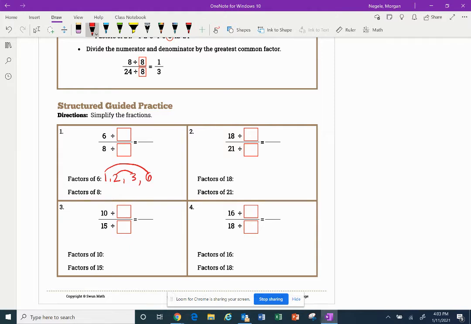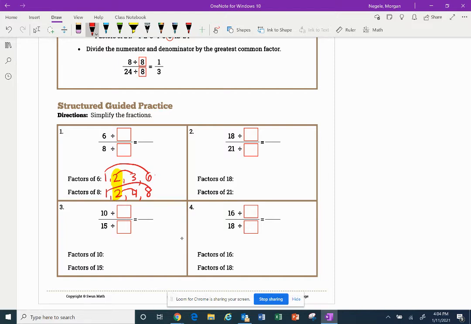We're going to do the same thing for 8. So I know that 1 times 8 equals 8. I know that 2 times 4 equals 8. And that is it. Those are the only factors for 8. So again, we're going to draw our rainbow and see what's connected. Now we need to compare the factors of 6 and the factors of 8. Okay, I noticed that there's a 2 as a factor of 6, and there is also a 2 as a factor of 8. That would be the greatest common factor.